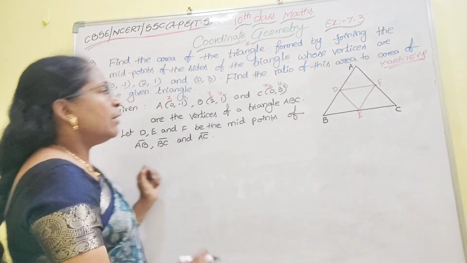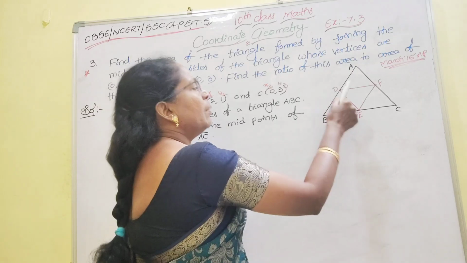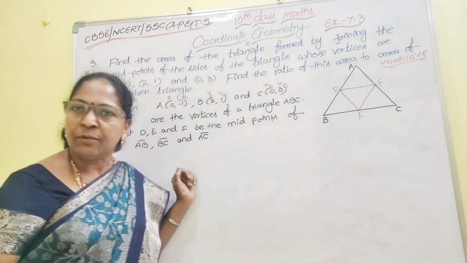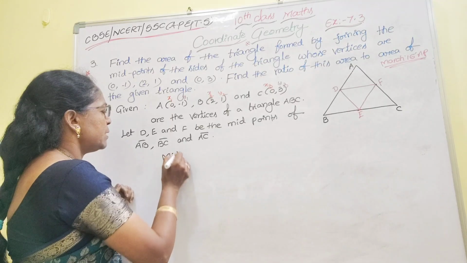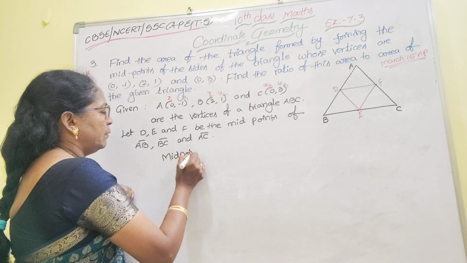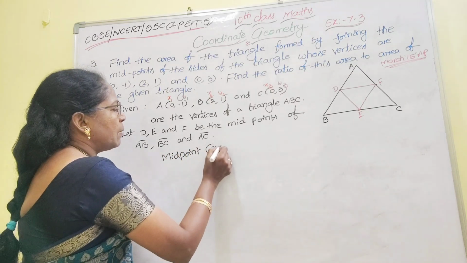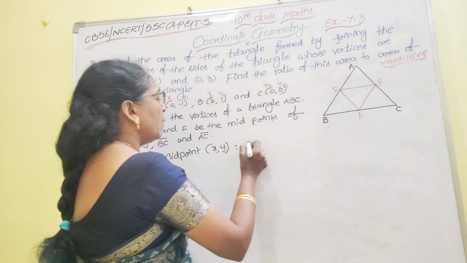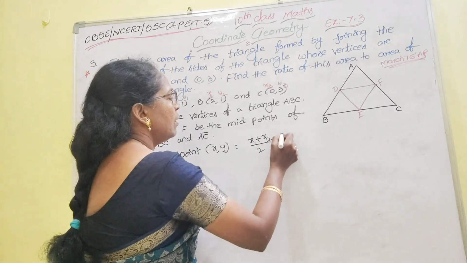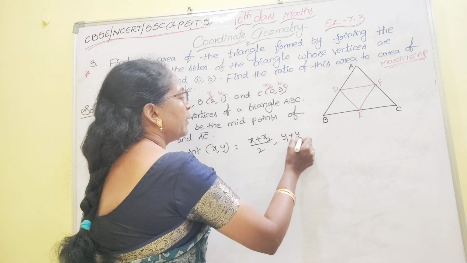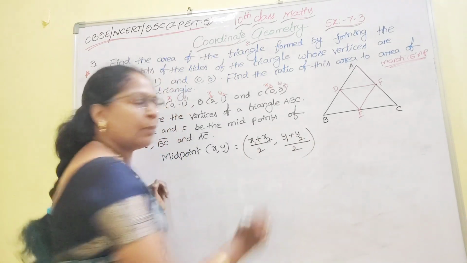Now what you have to find out first? Midpoints of these 3 we have to find out. So what is that midpoint formula? Midpoint x comma y equal to, what is the formula? x1 plus x2 by 2 comma y1 plus y2 by 2. This is the midpoint formula.